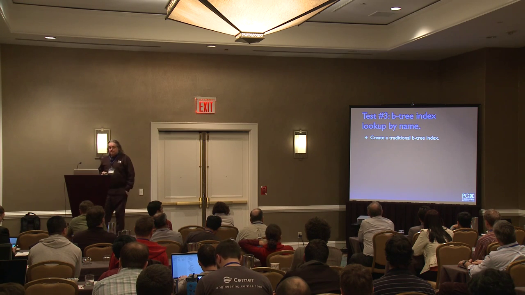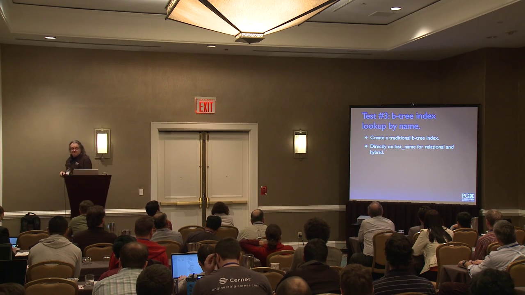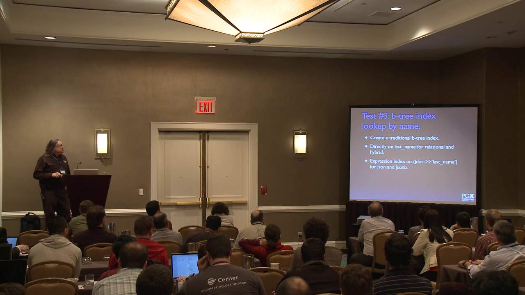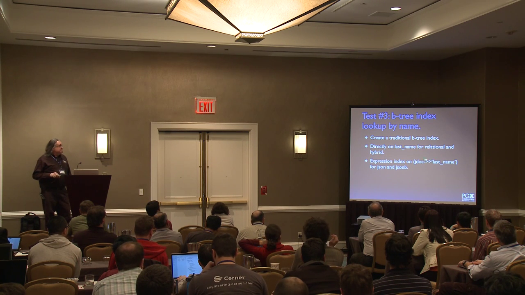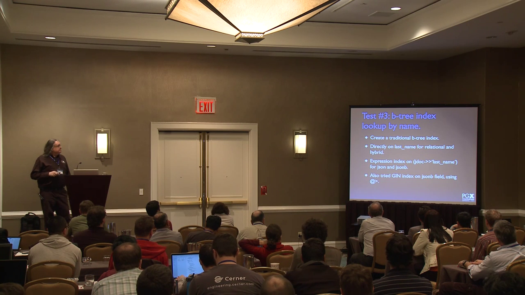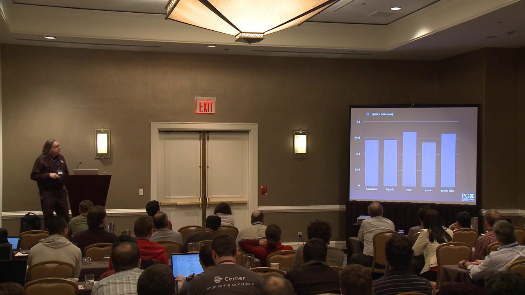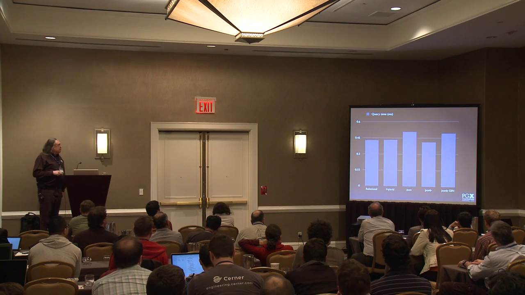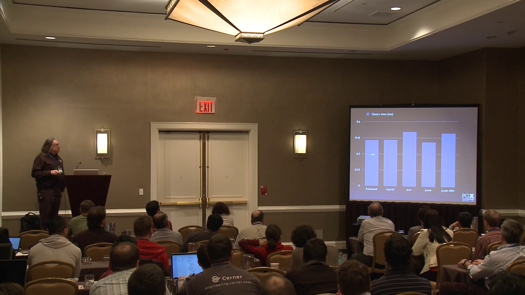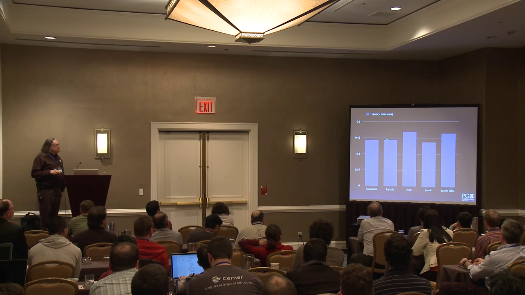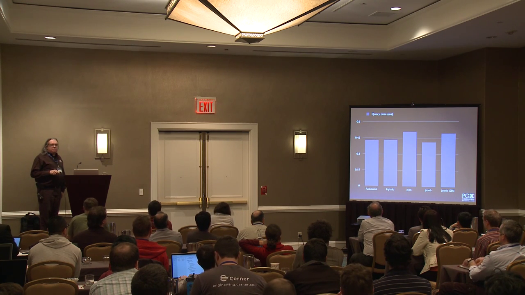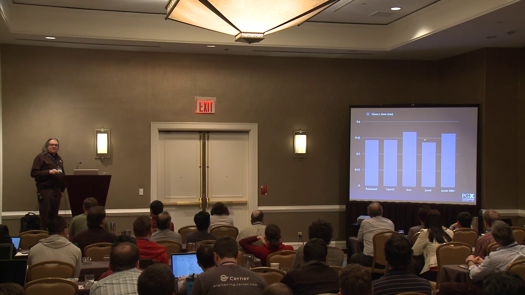Okay, B-tree index lookup. So we created a traditional B-tree index directly on the last name for relational and hybrid, an expression index for JSON and JSONB. I also tried GIN indexing on the JSONB field using containment. All pretty much the same. Relational and hybrid, pretty much the same. Hybrid's a tiny bit slower, probably because of the size of the row. JSONB, interestingly enough, is a little bit faster.